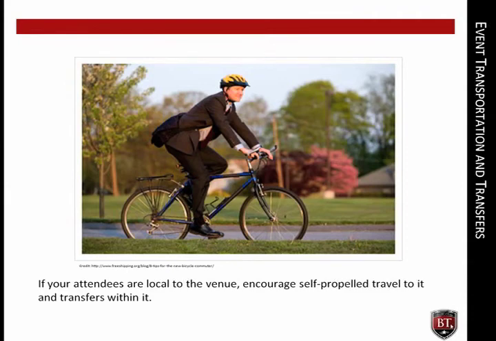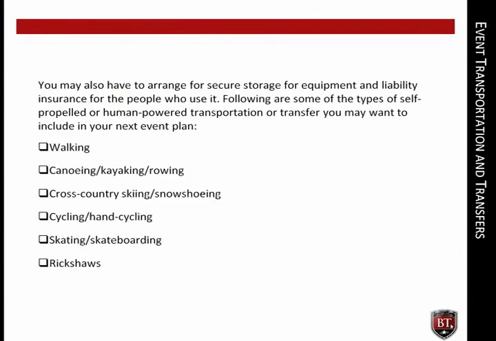The major consideration for you as the event planner is to allow enough time for people to travel to and from the event and move around during it without the speed advantage of mechanized transport. If you don't allow enough time, the health benefits of reduced stress will be eliminated and your sessions will be interrupted by breathless latecomers. You may also have to arrange for secure storage for equipment and liability insurance for people who use it. Following are some of the types of self-propelled or human-powered transportation or transfer you may want to include in your next event plan. Walking, canoeing, kayaking, and rowing, cross-country skiing or snowshoeing, cycling and hand cycling, skating or skateboarding, and rickshaws.